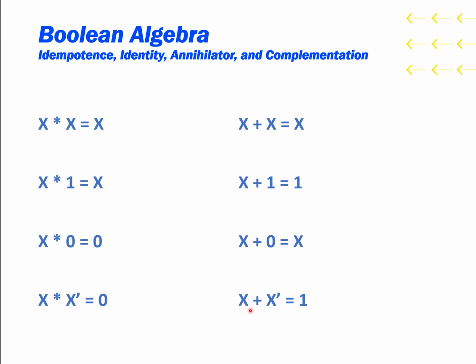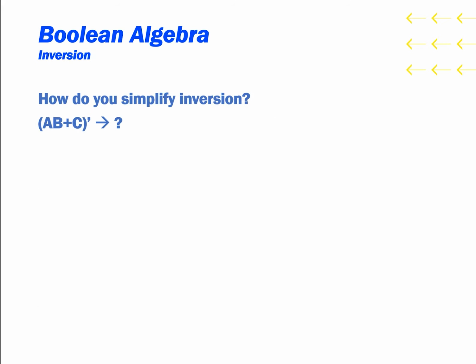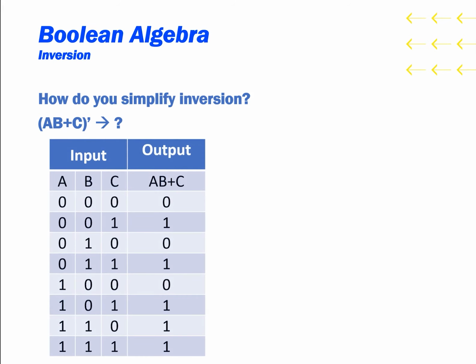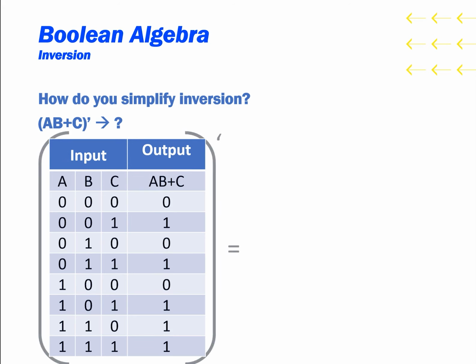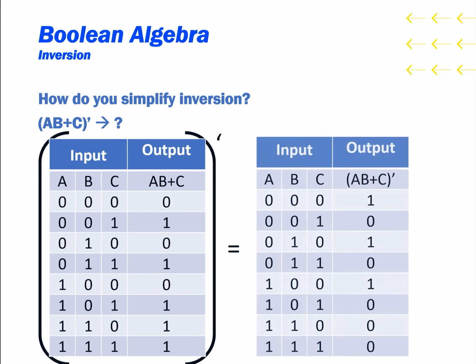If the inputs are x and x prime, then at least one of the inputs is always 1, so the OR gate must always output 1. Using these rules, we can discover the easiest way to simplify inversion. Here I have the truth table for the function we wish to invert. Remember that inversion will simply take the original output and instead output the opposite. So we can find the truth table for the inverse function by swapping all of the bits in the output column.